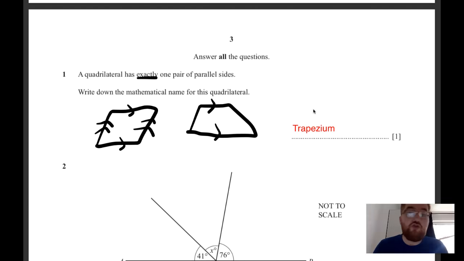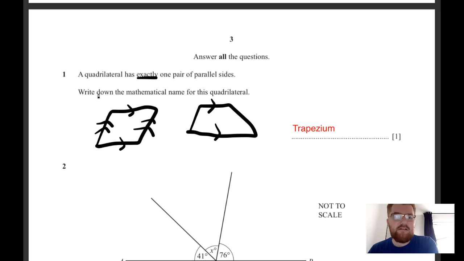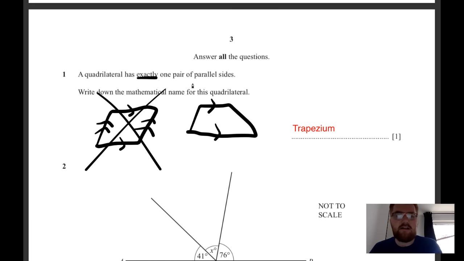And the answer is trapezium. It was poorly answered. If you look at the examiner's report, a lot of people were putting this parallelogram, which by the way is totally wrong. This answer is not correct, it's actually a trapezium. It looks like this. Keep that in mind.